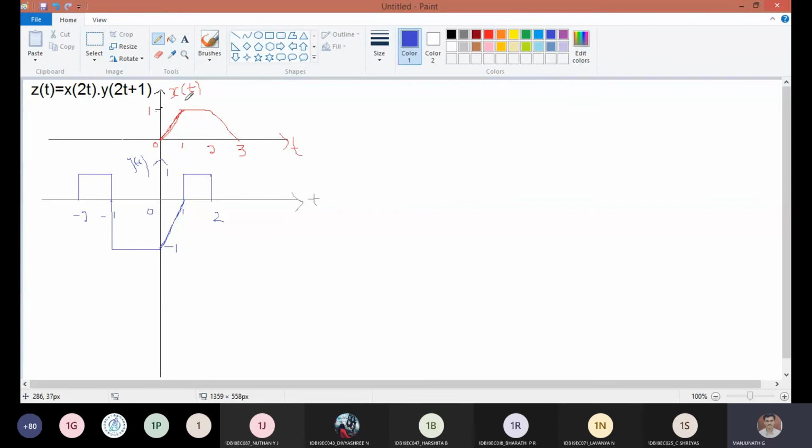Then the second one, y of t, is given. So you perform t plus 1 first. It means you should do time advancing. Then for that, you can perform scaling. So after getting that is your next thing.